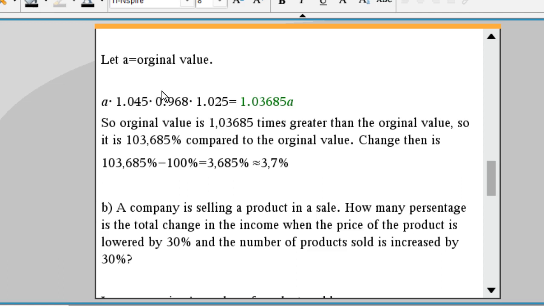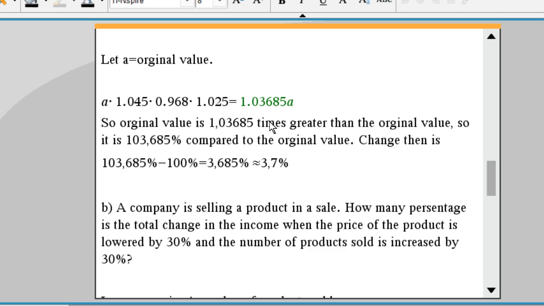Then it is decreased, and again we multiply with the multiplier. And lastly it is increased by 2.5%. So we multiply with this multiplier, and we get the new value. The original value is A, the new value is 1.03685 times A. So it means that the new value is greater, 1.03685 times greater than the original value.